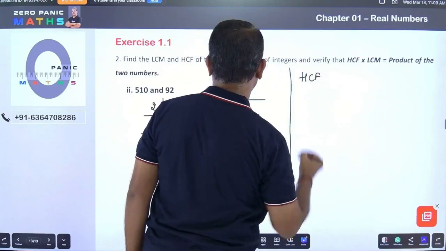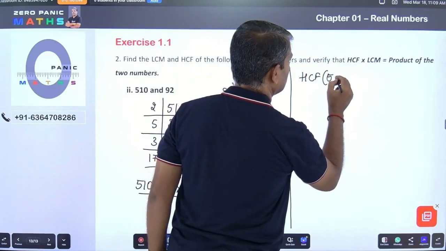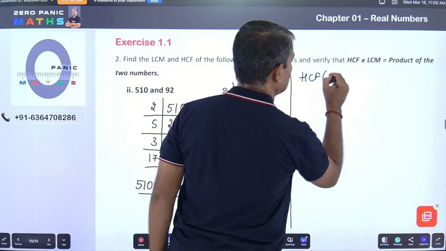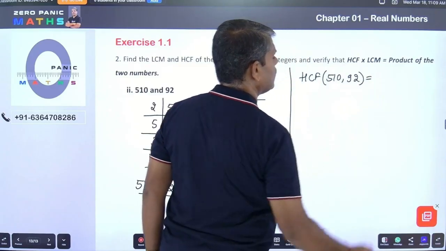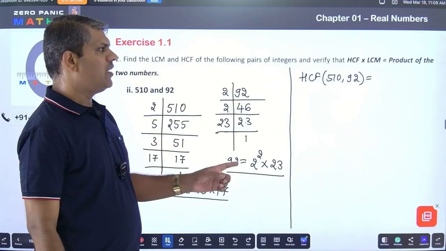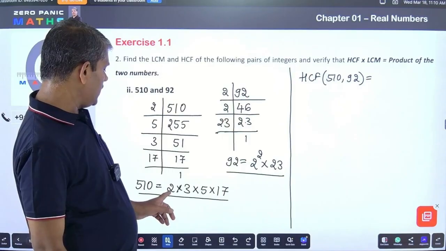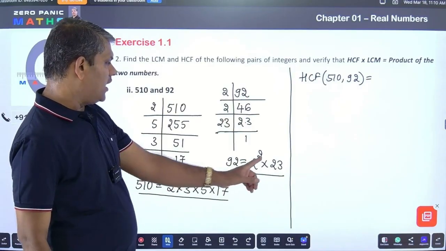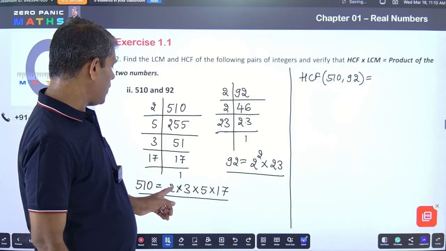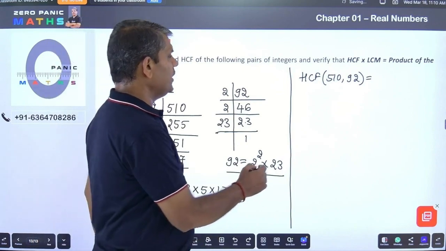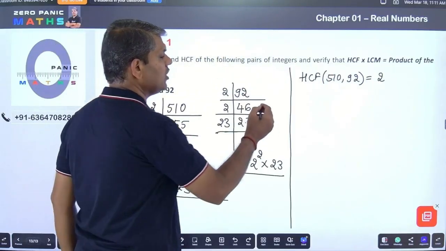HCF of 510 and 92. So as we all know, what is HCF? HCF is common factors with lowest powers. What is the common factor here? 2 is common. Anything else? No. 2 is common. And what is the lowest power? It is 2. Okay. So HCF of 510 and 92 is 2. Let us continue with LCM.